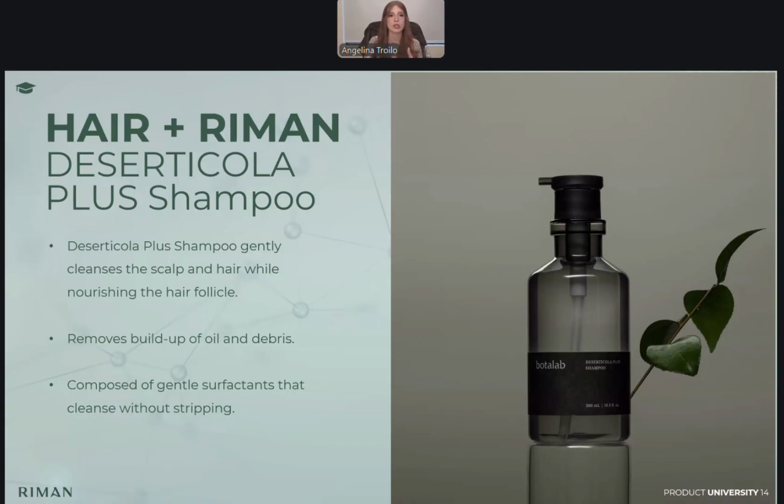And so we're really looking to remove the buildup of oil and debris, but to still deposit key ingredients at the same time. Now, with the utilization of the Deserticola Plus shampoo, if you're someone that suffers from dry hair or dry scalp, this is a great solution because it is so gentle. And if you're someone even with oily hair or oily scalp, you can still utilize this just twice or more times through to make sure that you're removing all of that excess oil and perhaps even to rebalance the scalp such that you don't really have an oily phenotype in the future.